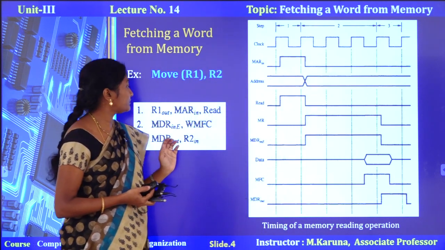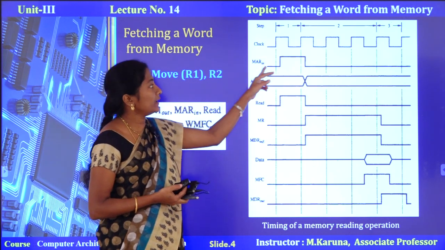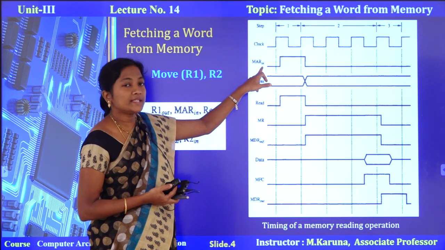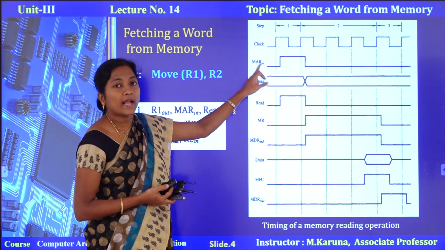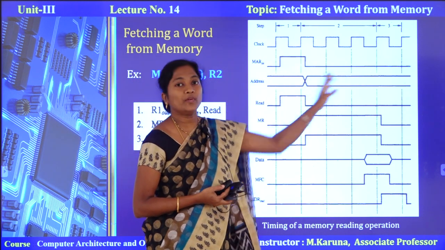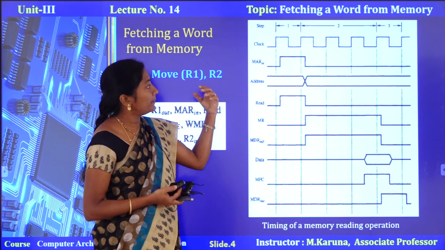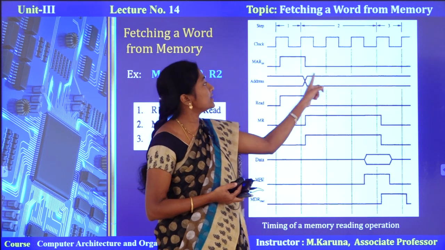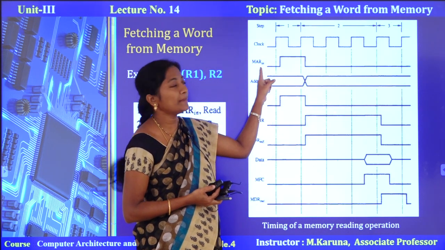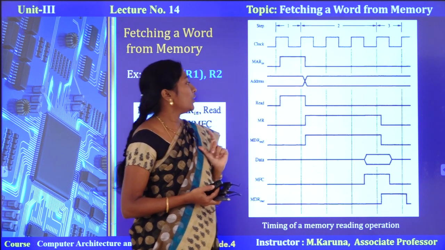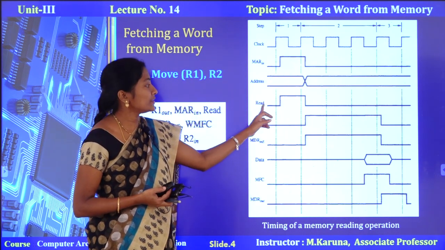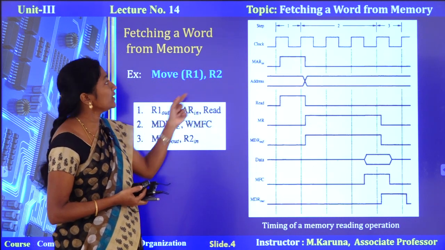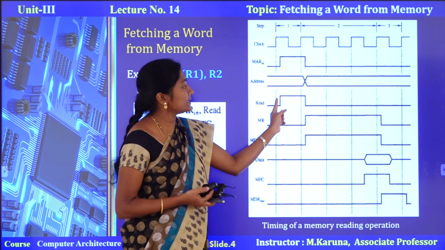Now here the processor loads the address of the data into the MAR register by enabling MAR in, which is high. Before that, the processor places the address on the address bus. This address enters the MAR register by making MAR in equal to 1. Then immediately the processor issues the read signal, so the read signal is high in the first step.